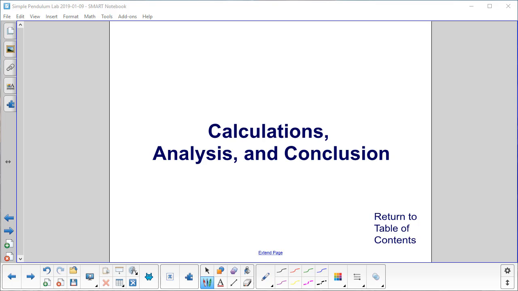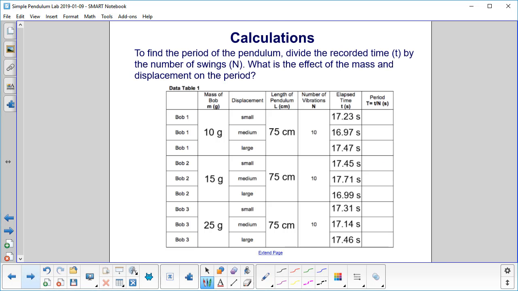Calculations, Analysis, and Conclusion. To find the period of the pendulum, divide the recorded time, or elapsed time, by the number of swings n. And you'll fill in this column here. We'll put a couple in here. They're pretty straightforward. 17.23 divided by 10, 1.723.